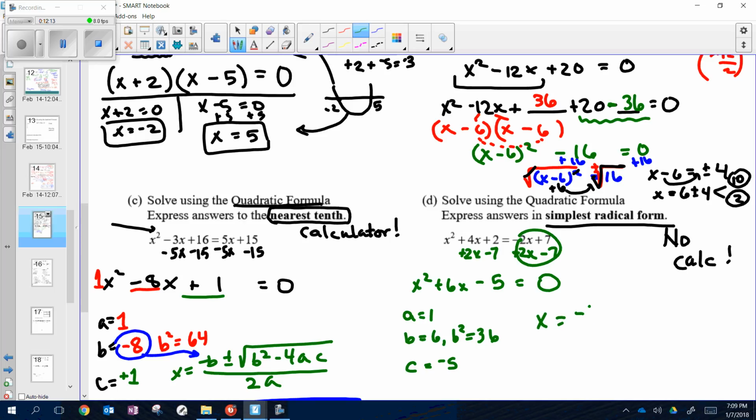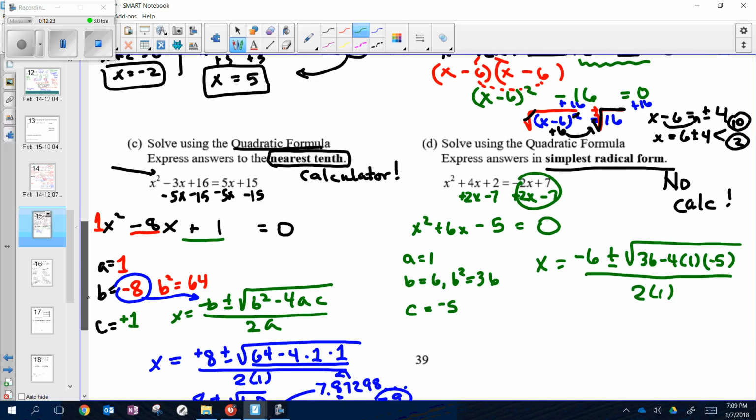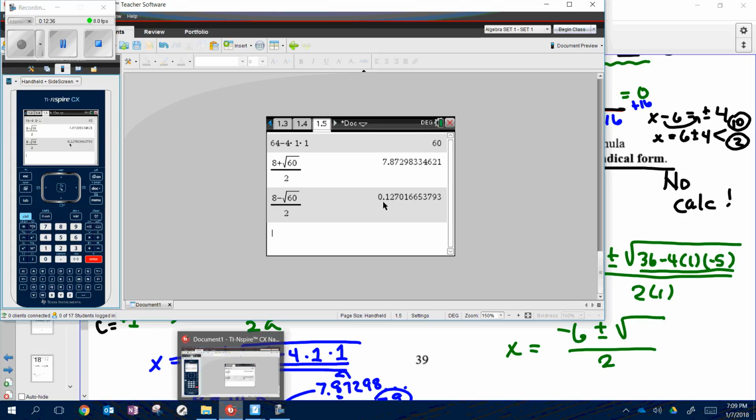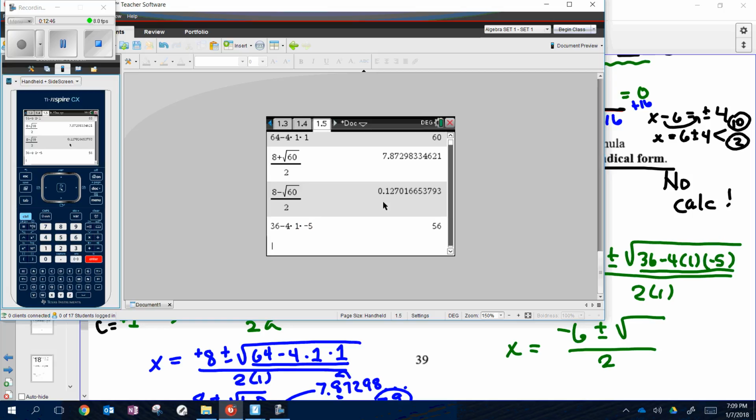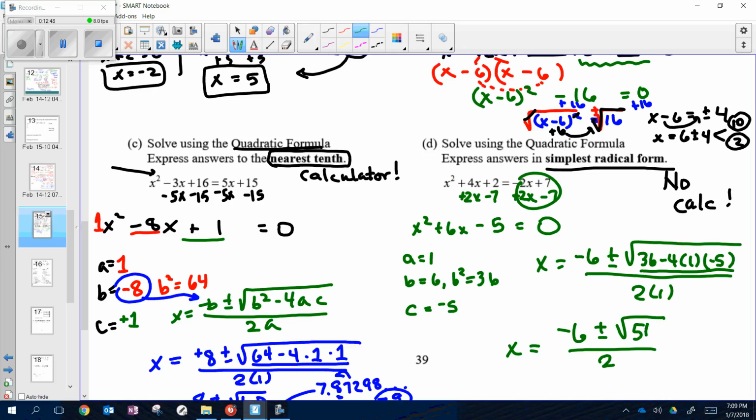X equals negative 6 plus or minus the square root of 36 minus 4 times 1 times negative 5, all over 2 times 1. And I'm going to go to my calculator to get the number under the radical. So I always put the shell there waiting to be filled in. So 36 minus 4 times 1 times negative 5. Enter. 56. That's a 56.